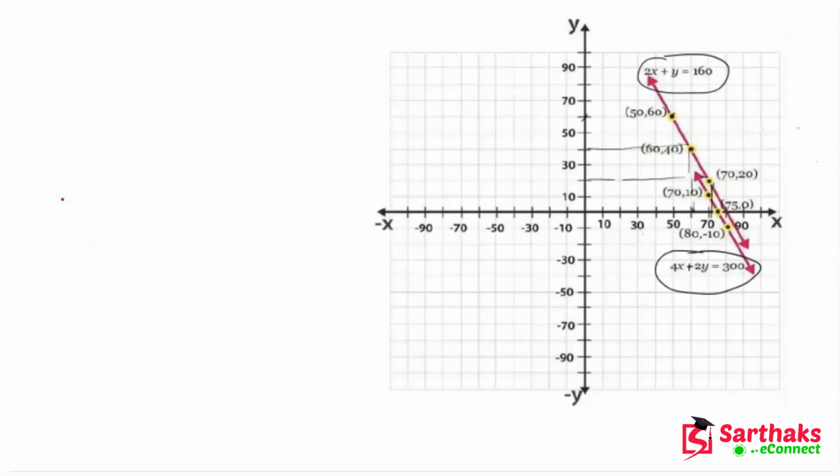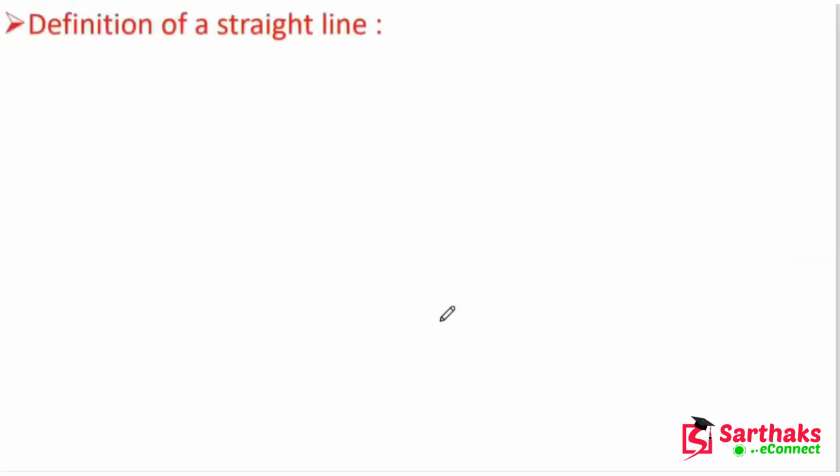So now let's move on. Now the definition of a straight line. What is the definition of a straight line? So friends, a straight line is the simplest geometric curve such that every point on the line segment joining any 2 points on it lies on it.